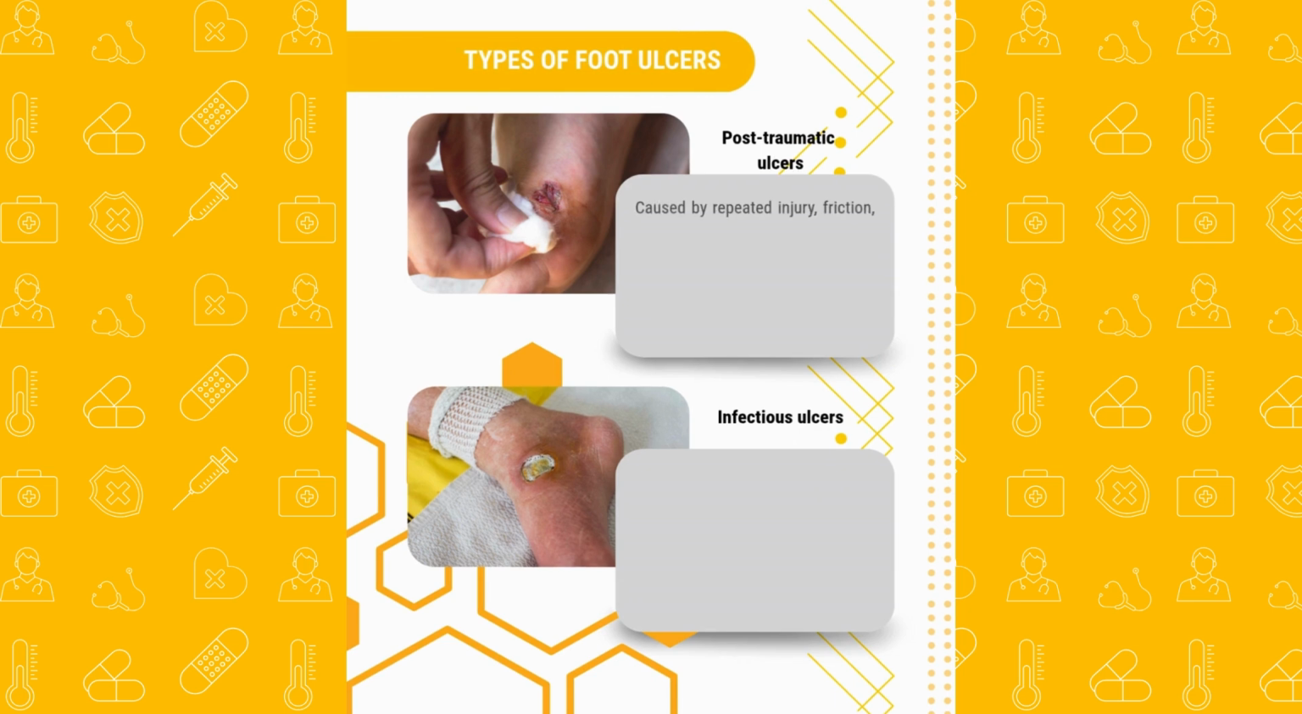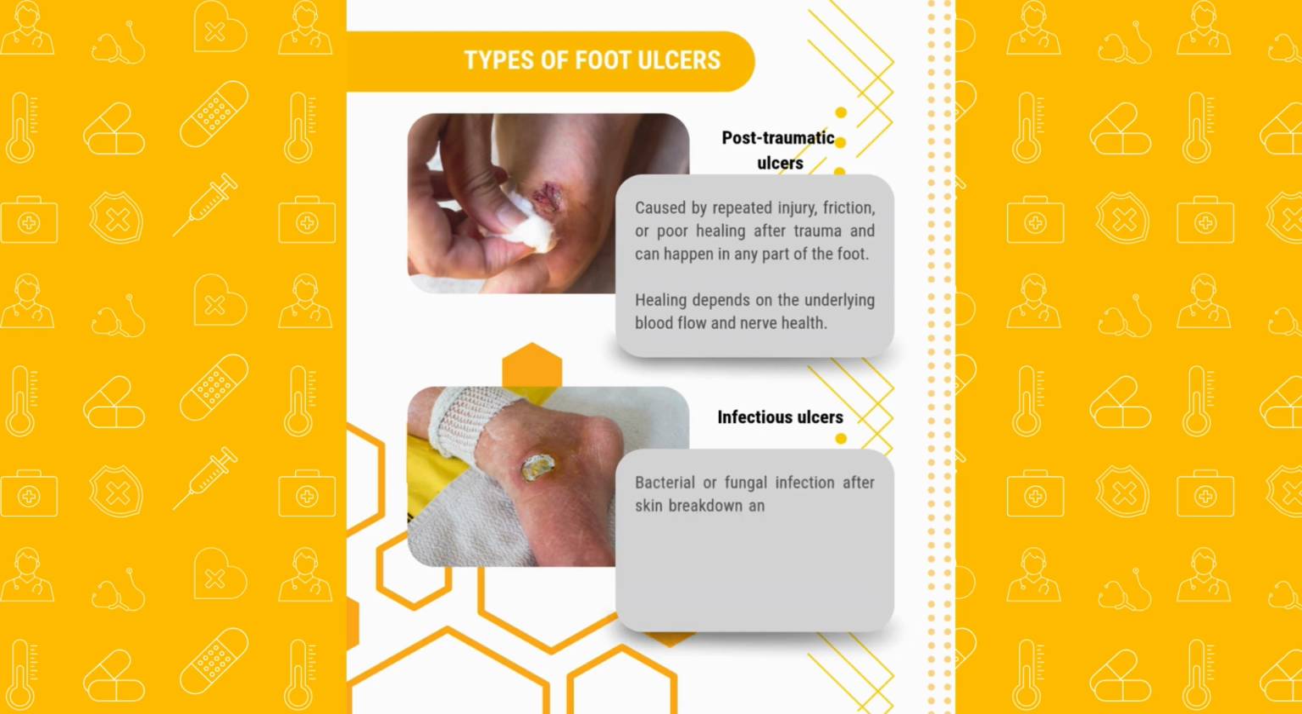Post-traumatic ulcers are caused by repeated injury, friction, or poor healing after trauma and can happen in any part of the foot, but healing depends on the underlying blood flow and nerve health. Infectious ulcers are a bacterial or fungal infection after skin breakdown and may be found anywhere with poor hygiene or untreated wounds. It is red, swollen, painful, and produces drainage.